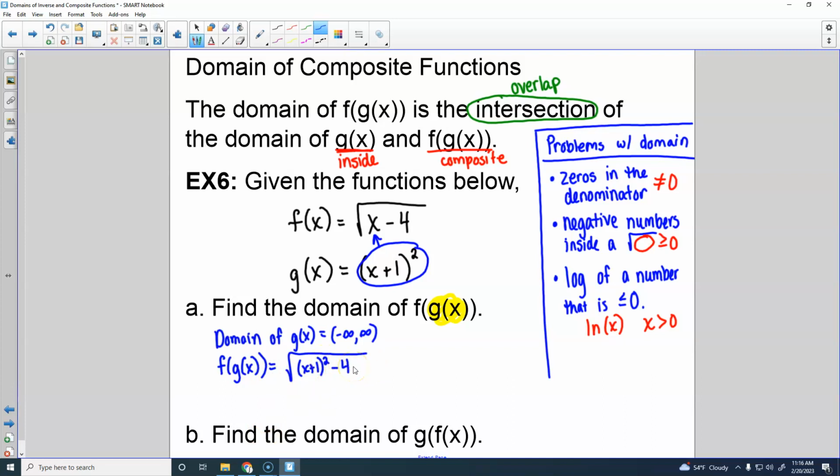So what I need to think about is do I have any of these problems with the domain? Zeros in the denominator I do not have because I do not have a denominator. Logs I don't have to worry about because I don't have a log. But negative numbers inside a square root, I need to think about. Whatever is underneath that square root, what we call the radicand, the stuff inside of the square root, has to be greater than or equal to 0. So I'm going to set x plus 1 squared minus 4 greater than or equal to 0.